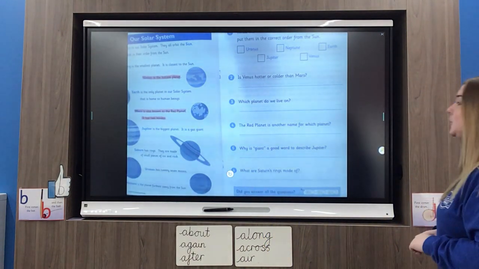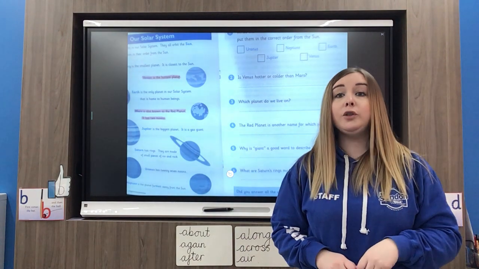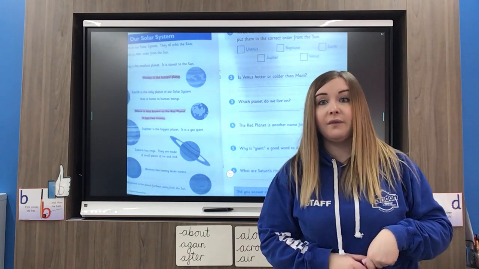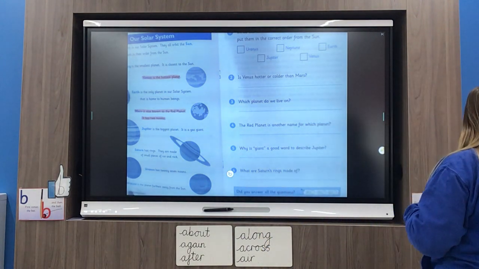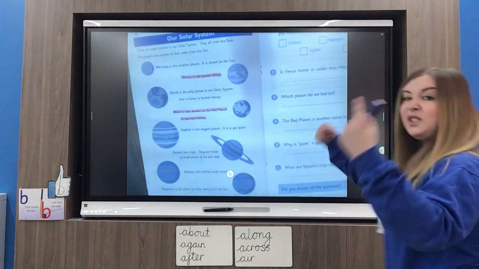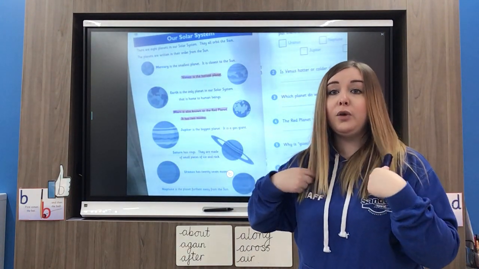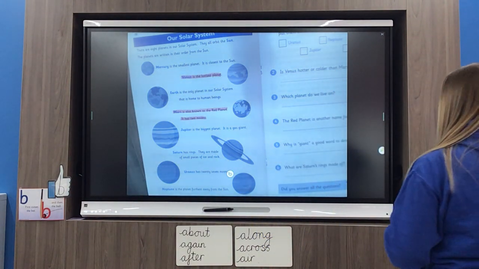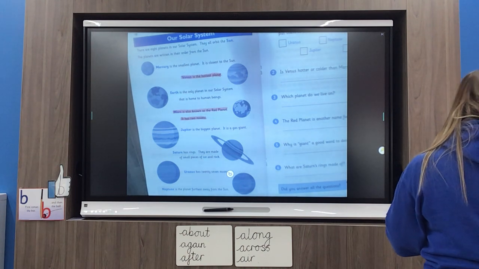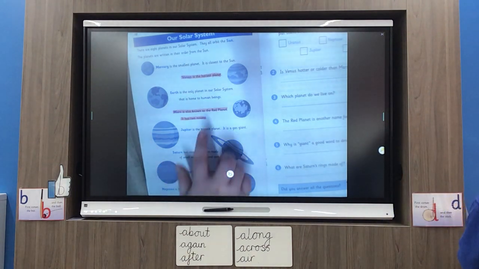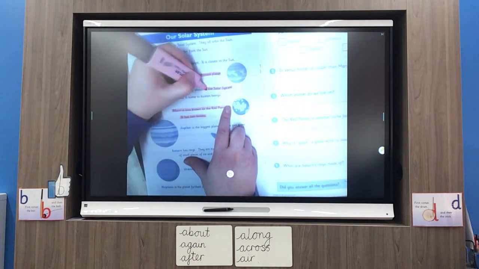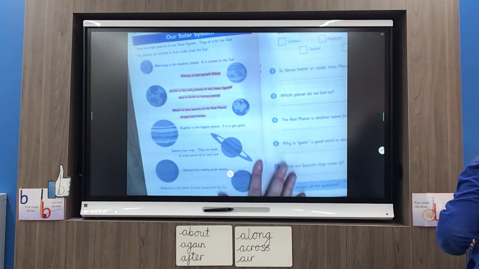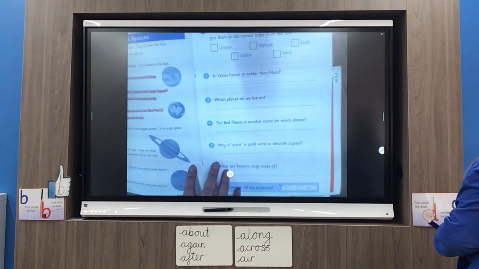Question number 3, which planet do we live on? Now, we should know that one already from our geography lessons, and I'm pretty sure I've already told you in our video. But let's have a look to see if we can find the one that we live on. And remember, another word for us is human beings, isn't it? So I'm going to see if I can find the planet that talks about human beings. Okay, and I think I found it. I've skimmed that text looking for my key word. So I'm going to copy that planet's name onto the line for question number 3.